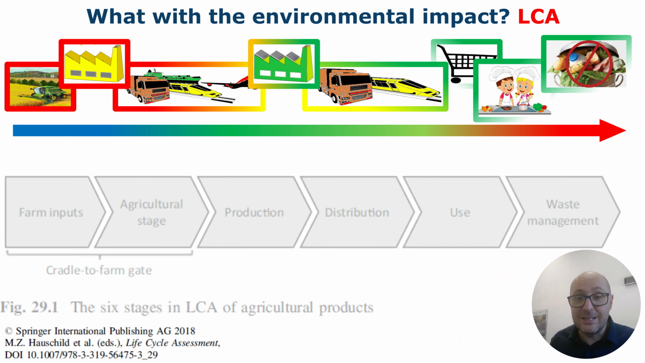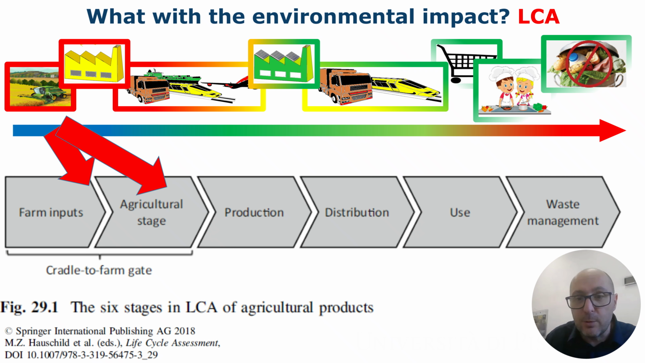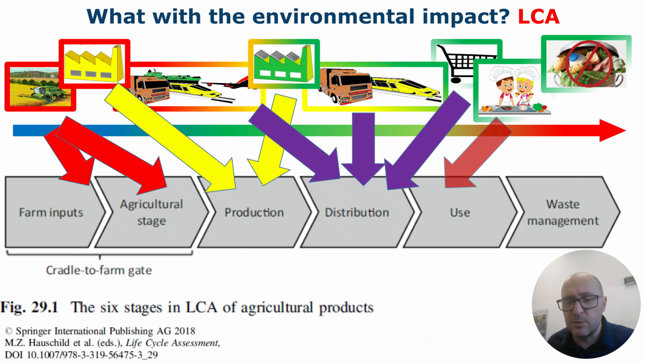The process is usually split in 6 stages throughout the whole value chain, and these include the production of the farm inputs, for example, the production of fertilizer, seed, tractors, and the production of the fuel, the use of these inputs, for example, during the cultivation phase, and the impact created by these inputs, and then after that the product goes out from the farm, it can eventually be transformed, distributed, used, and waste managed.